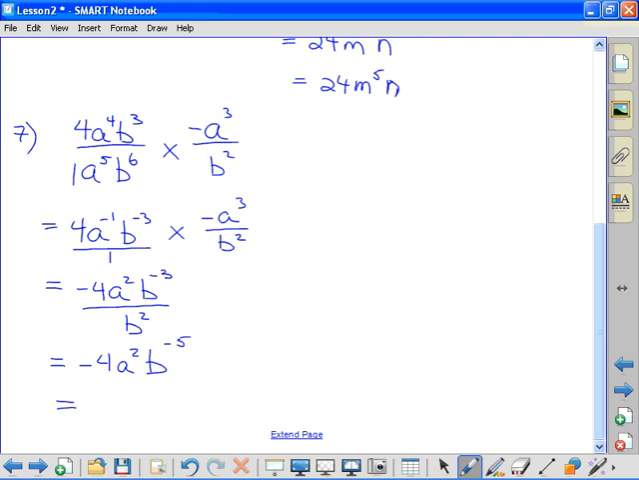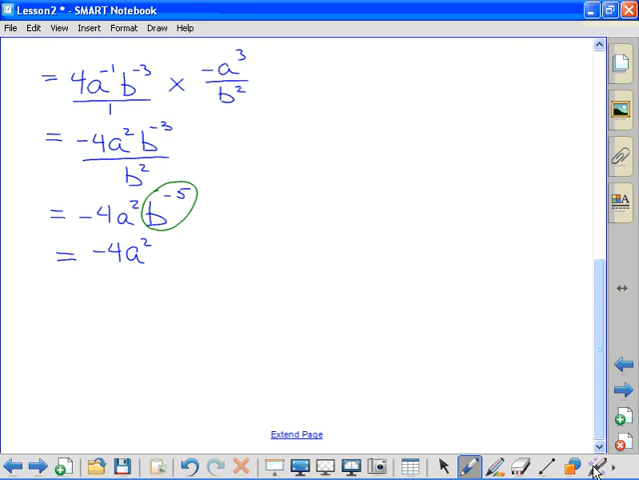Full marks for knowledge, but to get full marks for communication, anything that has a negative exponent, we need to move. So the b term has a negative exponent. The negative 4 has a positive exponent. A squared has a positive exponent. B, though, needs to move to the denominator, and now it becomes a positive exponent.